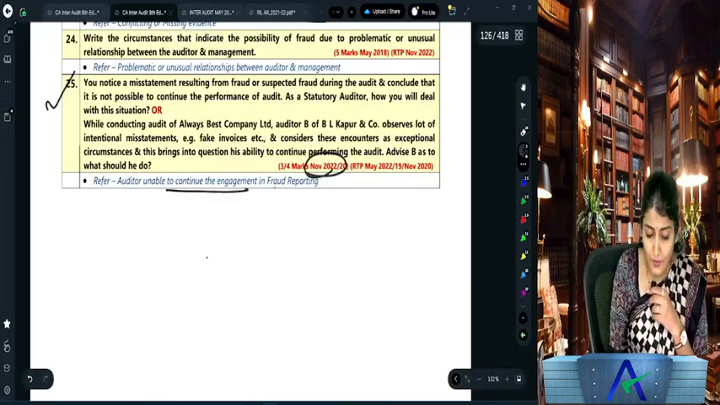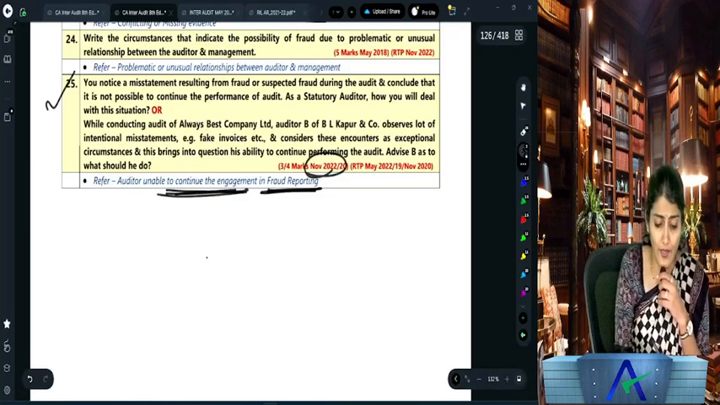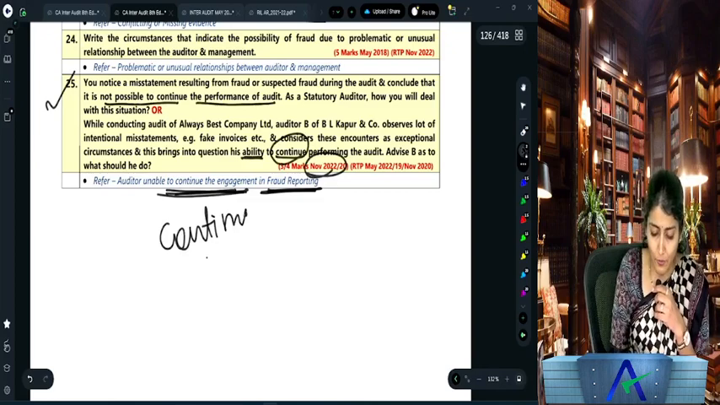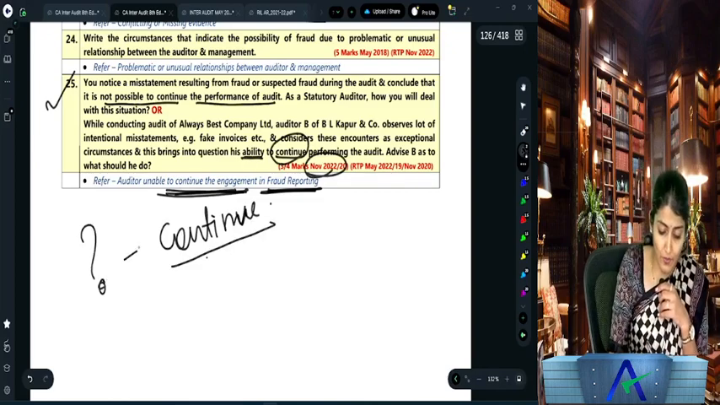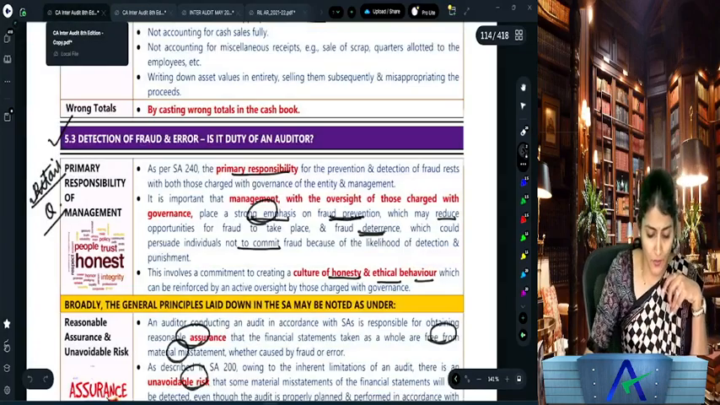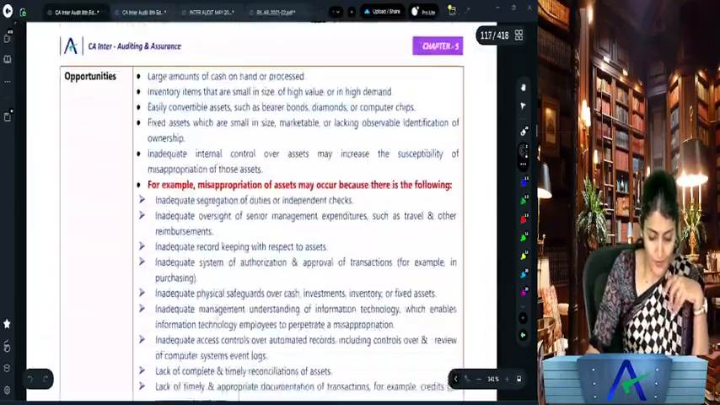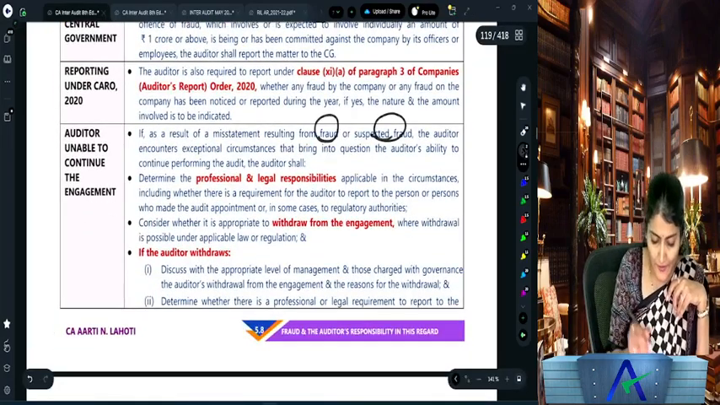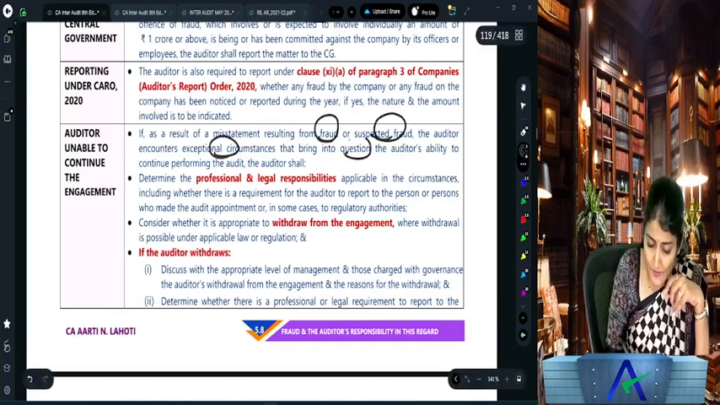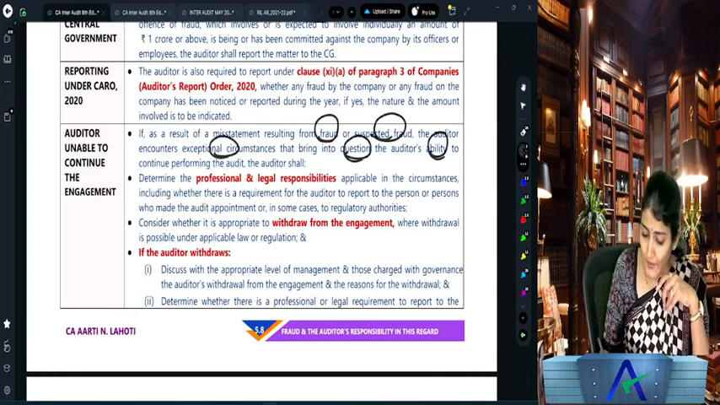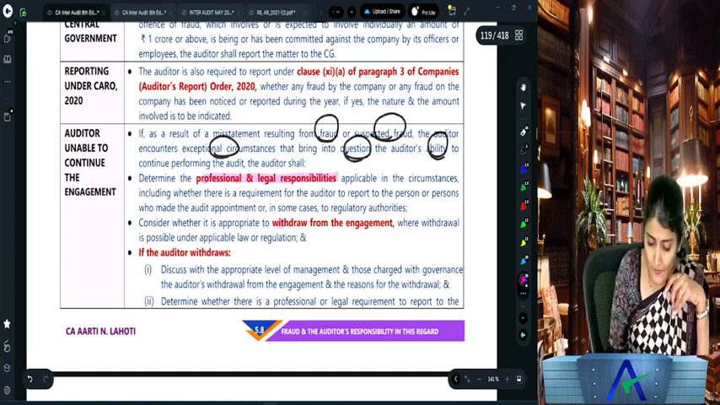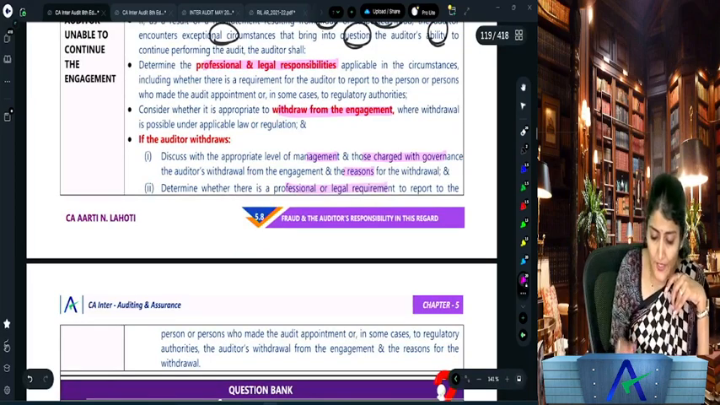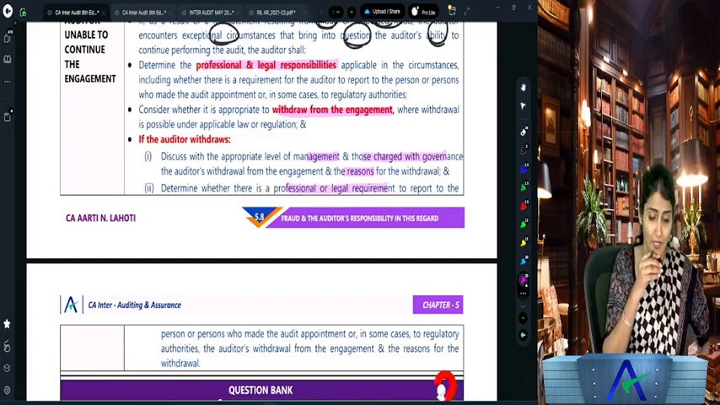So auditor is unable to continue the engagement, not possible to continue performing the audit, his ability to continue performing the audit. So what is the key word over there? Continue. It brings into question the auditor's ability to continue performing the audit. What the auditor needs to do in that case? Fraud or suspected fraud. The auditor encounters the exceptional circumstances that bring into question the auditor's ability. One, determine the professional legal responsibility. Second, consider whether it is appropriate to withdraw. And if he withdraws, he needs to communicate the reasons for withdrawal to management TCWG. And second, whether there is any professional or legal requirement. Right? Is it clear to all of you?